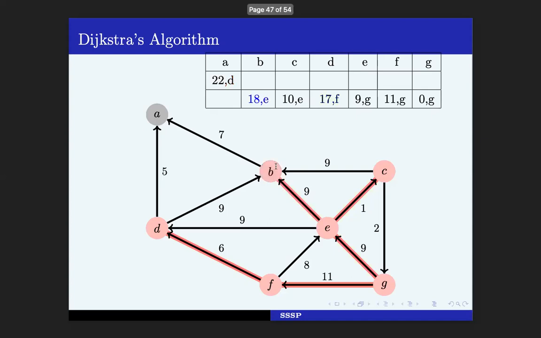Now I take B, and at that time A has to also be updated, but it is too costly because 18 plus 7 is 25, which is more than 22. And finally, I will put A. So the final thing will be this. The algorithm will be done, and this is how it will be stored.